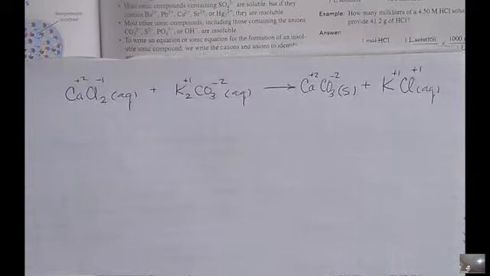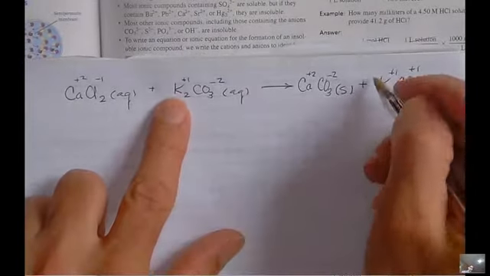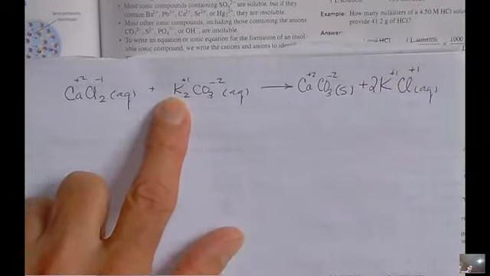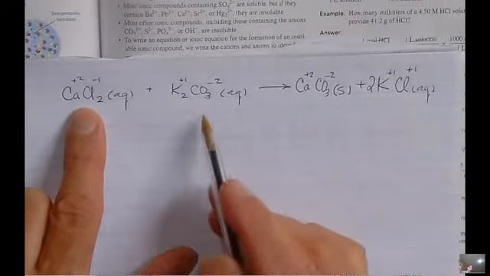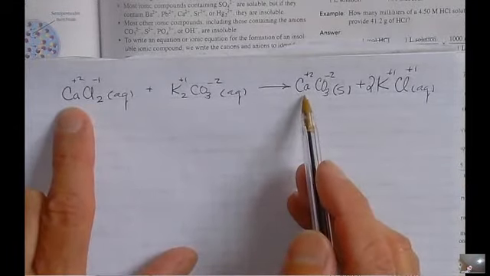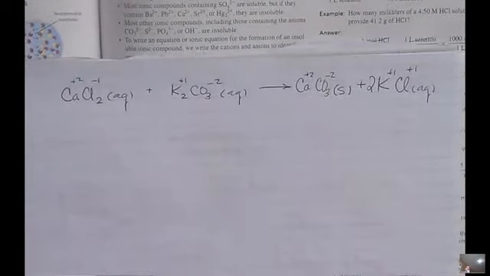So the last thing I have to do is I just have to balance this. So to balance it, I'm going to need a 2 over here to fix the 2 potassiums. That takes care of chloride as well. All right, I might do it. I got 1 calcium, 1 calcium, 1 carbonate, 1 carbonate.